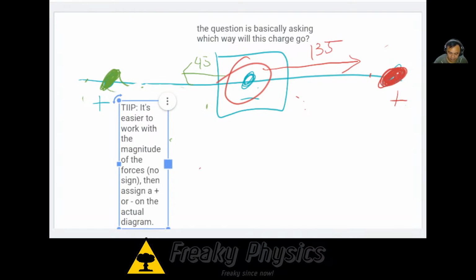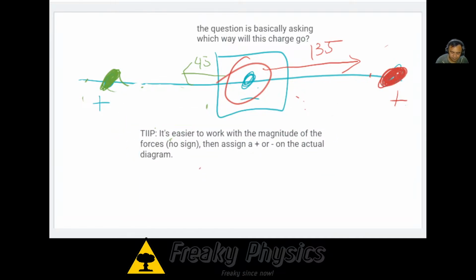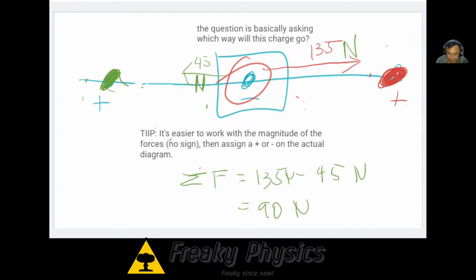Okay. So are these forces starting from the electron and going towards their respective points, depending where the equation was from? Correct, that's from the negative charge. So in this case, what's the resultant force? That's gonna be 135 minus 45 newtons, which is 90. So that's the resultant force on the middle charge.